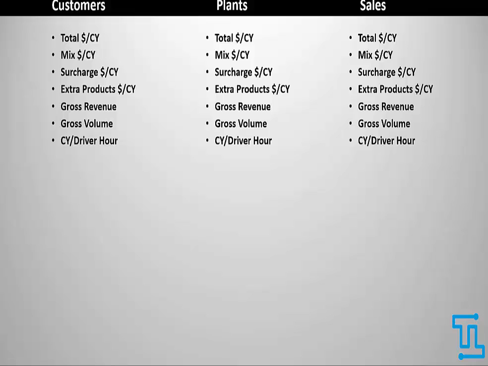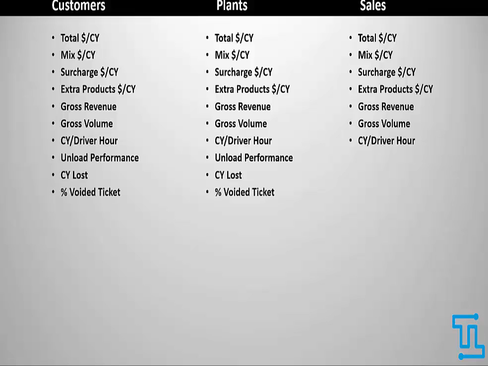Metrics in common for both customers and plants are unload performance. This is the total time spent under customer control from job arrival to pour in. Cubic yards lost is the volume represented by tickets that were voided, percentage of voided tickets, and number of voided tickets.